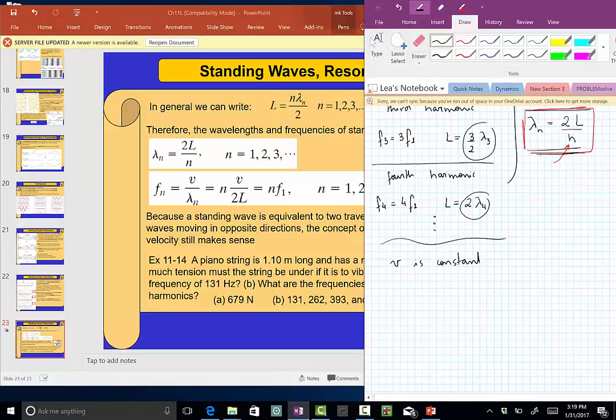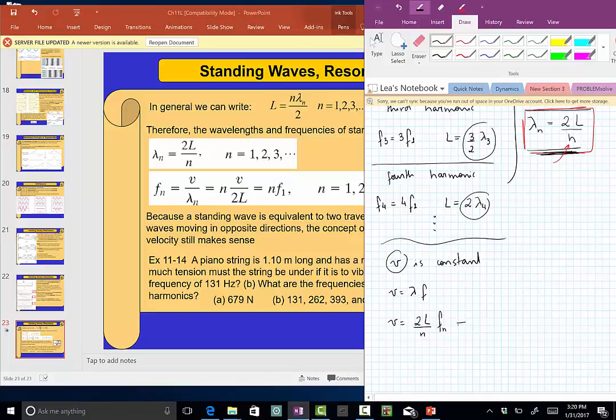I found an equation for the wavelength, so I can use the expression for the wave velocity to find now an expression for the frequency. What we know is that the wave velocity is the wavelength multiplied by the frequency. So the wave velocity is the wavelength that we found, and that is 2L divided by n. So this is the wavelength for each one of my standing waves multiplied by the frequency. I'm putting this little index here because each harmonic has a different frequency.